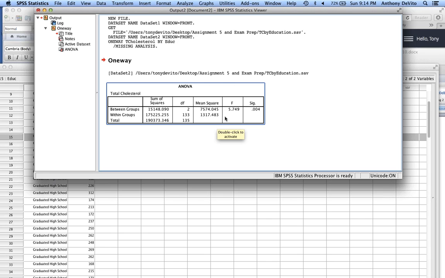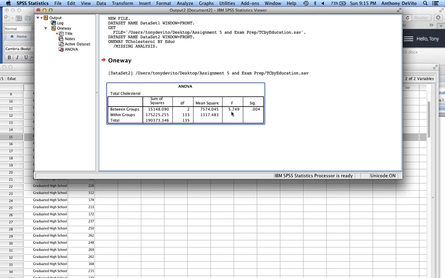Now, further, I calculate my F statistic by dividing the mean squares between the groups by the mean squares within the groups. This is the top of the fraction, this is the bottom of the fraction, so this getting bigger or this getting smaller will give us a bigger result, a bigger F statistic. In this case, the F statistic from the analysis of variance is 5.749.